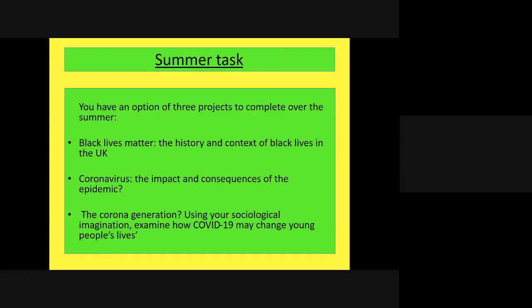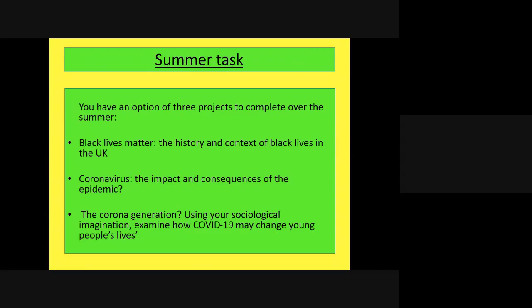There's also some particular, famous cases of real inequalities that have happened, particularly failures by the police and the criminal justice system, which we're seeing currently at the moment, that might be something else to consider. So this research project will be you writing up what you have learned about the history and context of Black Lives in the UK and understanding why the Black Lives Matter movement is so important and potentially considering what more needs to be done to allow equality to be achieved.